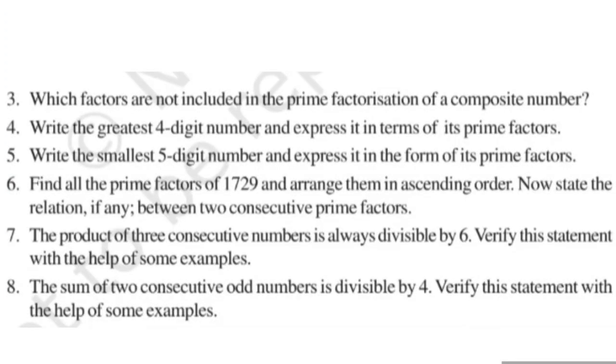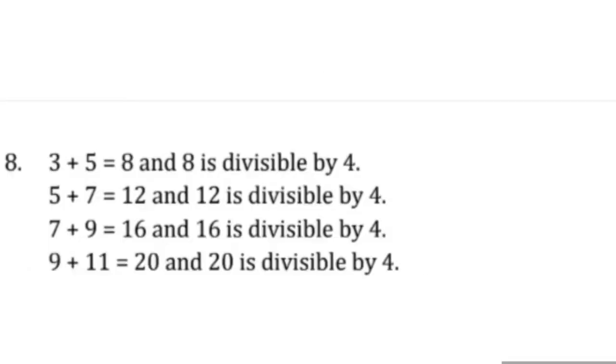See next, question number 8. The sum of two consecutive odd numbers is divisible by 4. Verify this statement with the help of some examples. See the solution. This we can write as 3 plus 5. 3 and 5 both are odd numbers and the sum is 8. This is divisible by 4. Next, 5 and 7. Again both are odd numbers and the total is 12, and 12 is divisible by 4.